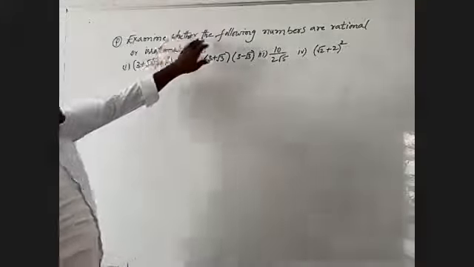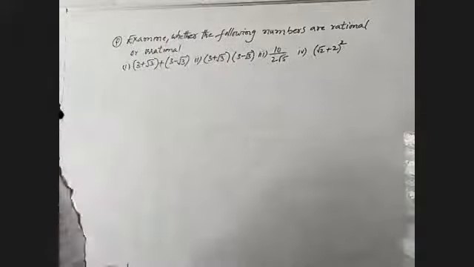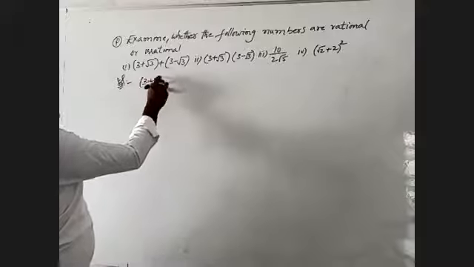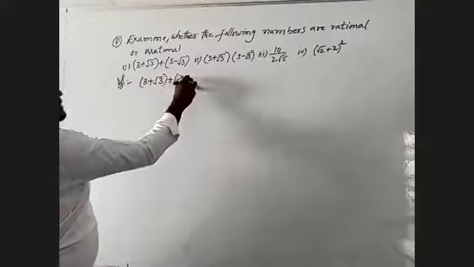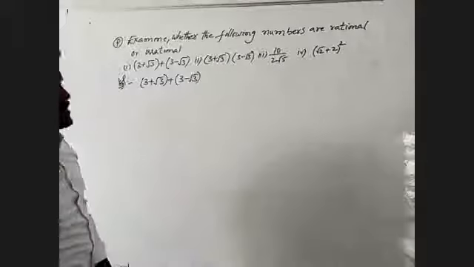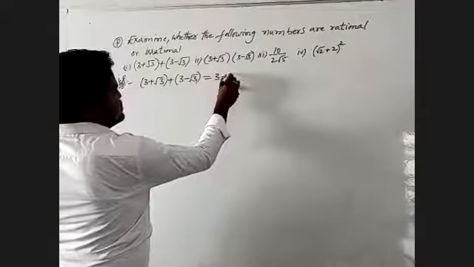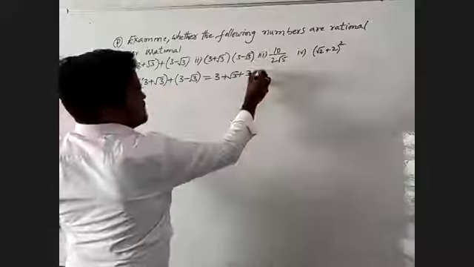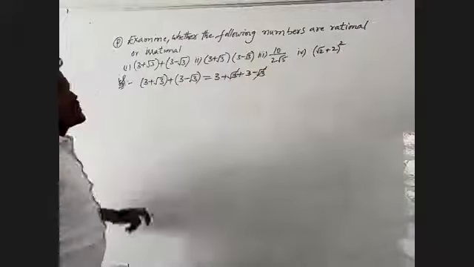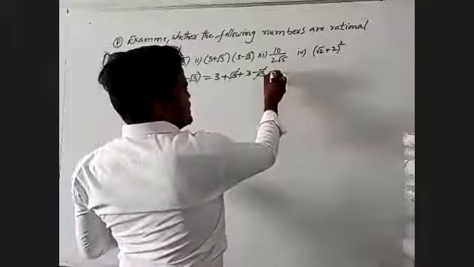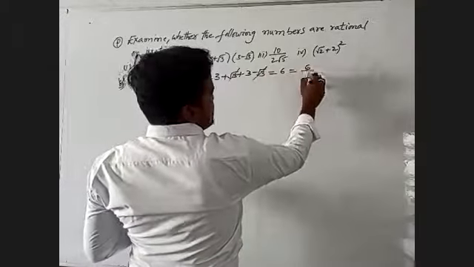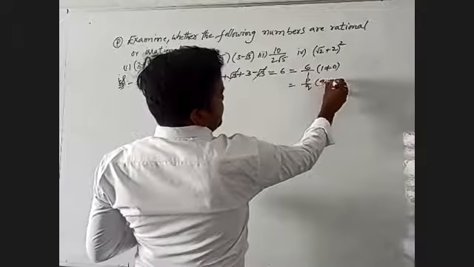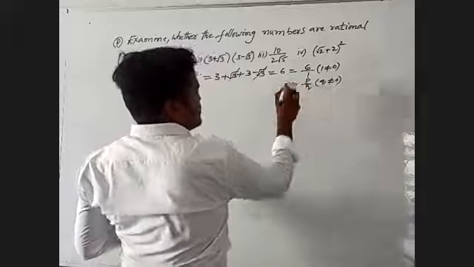Here, examine whether the following numbers are rational or irrational. I will take the first problem. What is the first problem? 3 plus root 3 plus 3 minus root 3. We write 3 plus root 3, after that plus into plus becomes plus, plus into minus becomes minus. Here minus root 3 and plus root 3 will be cancelled. 3 plus 3 is equal to 6. 6 I write as 6 by 1, where 1 is not equal to 0. It is of the form p by q, and also q is not equal to 0.